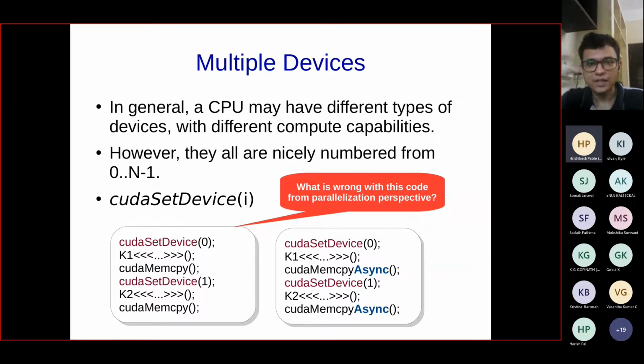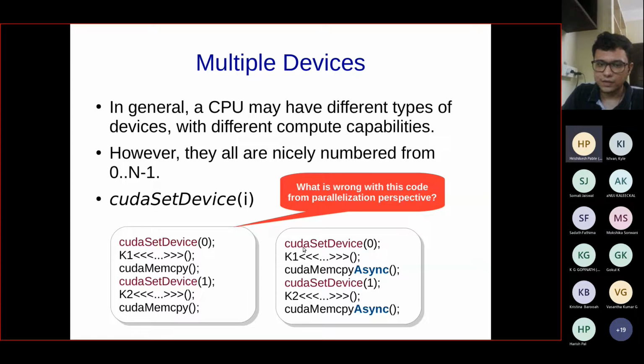And if this execution is getting serialized, what is the use of having multiple GPUs, right? If we are executing them one after another only, then what is the use of multiple GPUs? So in order to make sure that K1 and K2 can be launched simultaneously, we need to replace this CUDA mem copy by CUDA mem copy async.